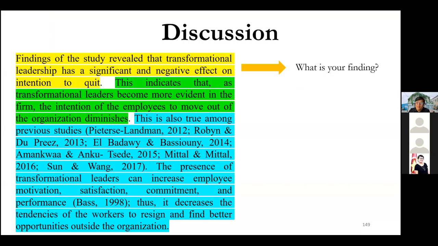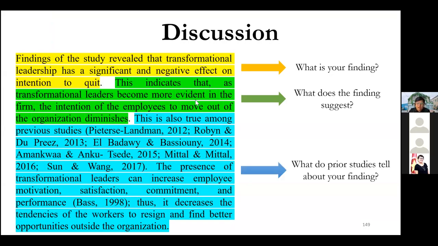Okay? One, what is your finding? Number two, you need to answer what does the finding suggest? And number three, what do prior studies tell about your finding? Okay? So kapag nasa discussion section tayo ng ating paper, these are the three things that we need to look into.